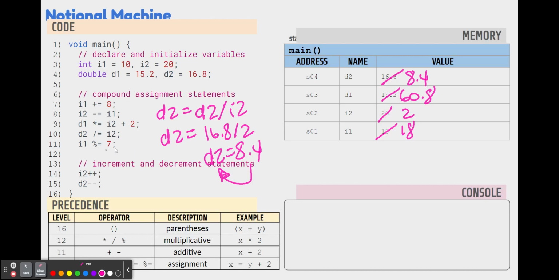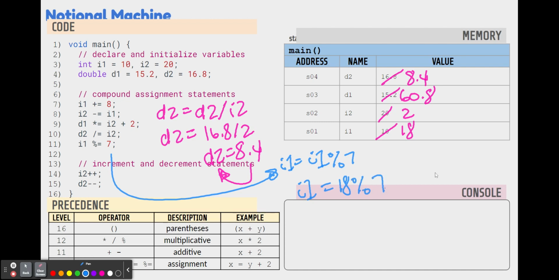And finally, our last one, we have I1 mod equal to 7. We'll take that one down over here. That's just going to be I1 is equal to I1 mod 7. I1 is 18, so it's going to be I1 is equal to 18 mod 7. So 18 divided by 7, that goes in 2 times, and that gives us a remainder of 4. So I1 is equal to 4, so 4 goes back into I1. So I1 changes from 18, it's going to now change to 4.